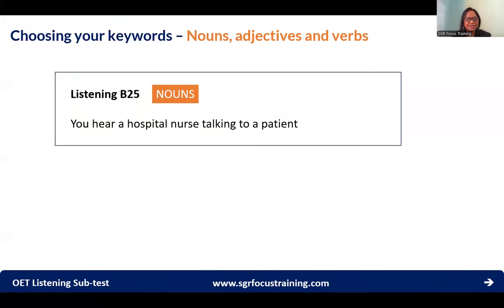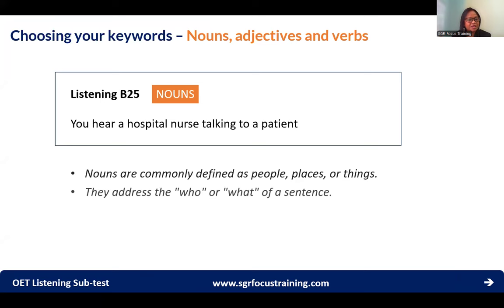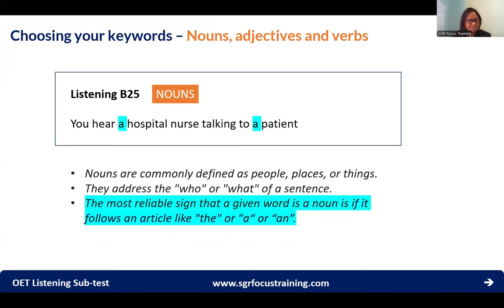In the setting area, we need to identify nouns. Nouns are commonly defined as people, places, or things. They address the who or the what of a sentence. The most reliable sign that a given word is a noun is if it follows an article like the, a, or an. So our speaker 1 is a nurse and speaker 2 is a patient.